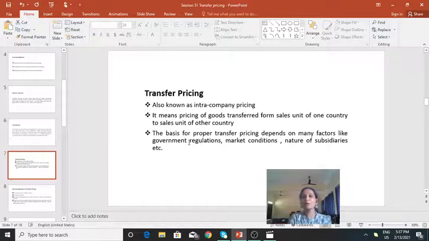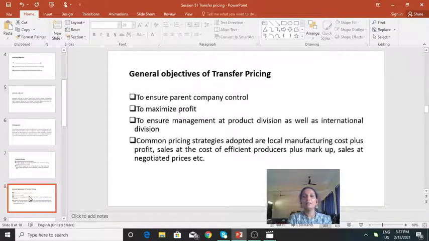The basis for proper transfer pricing depends on many factors, like government regulation, market conditions, nature of subsidies, etc. Now, there are general objectives of transfer pricing. The main objective is to ensure parent company control. Usually the price is fixed between linked institutions, from one branch to another or from the holding company to the subsidiary company. So to ensure that control, this transfer pricing mechanism is adopted.